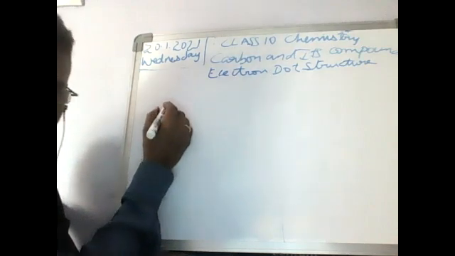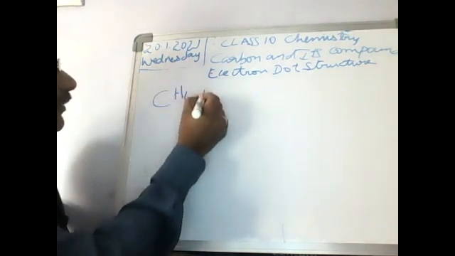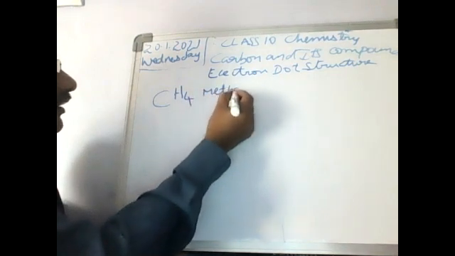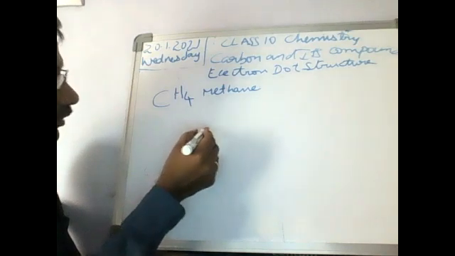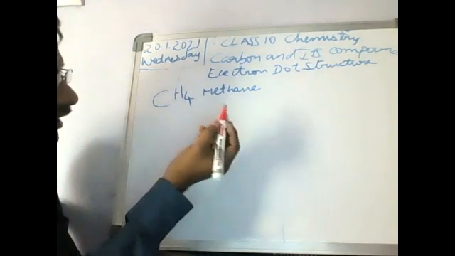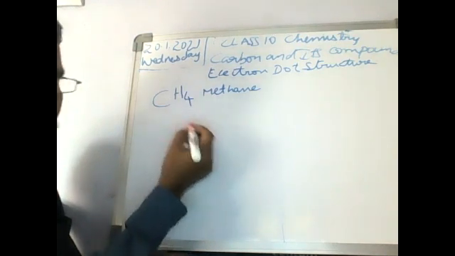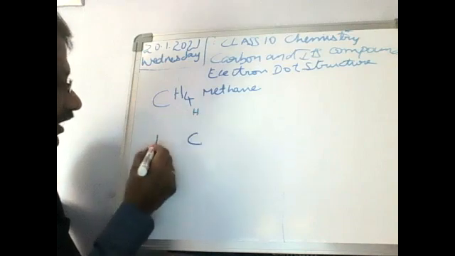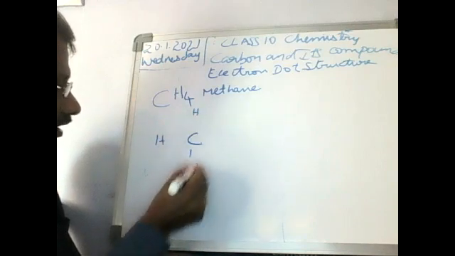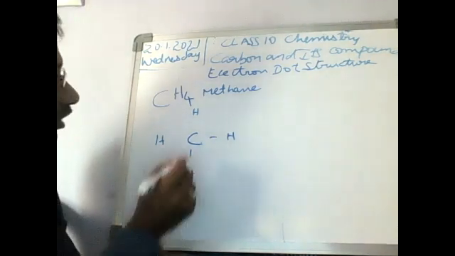What is the formula for methane? Methane is CH4. First of all, draw like this. If you are writing the exam paper, you can do this in the rough column, and after that, write the fair copy. C with four H. So this is the bond formation. Now, how are we going to draw the electron structure?